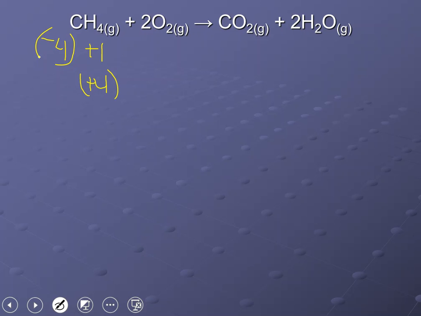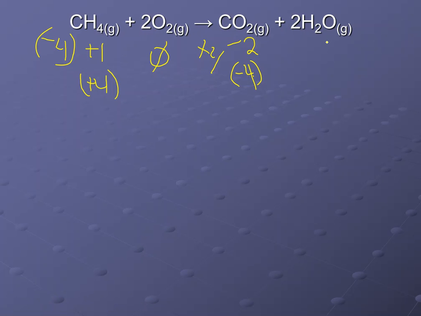Then we've got oxygen. It's in its elemental state, so its oxidation state will be 0. Over here on this compound, the oxygen is going to be doing a -2 role, but there are 2 of them for a total of -4. We went over this in class today. And then the carbon, since there's only 1 of them, to counterbalance this -4, the carbon must be a +4 in this compound.